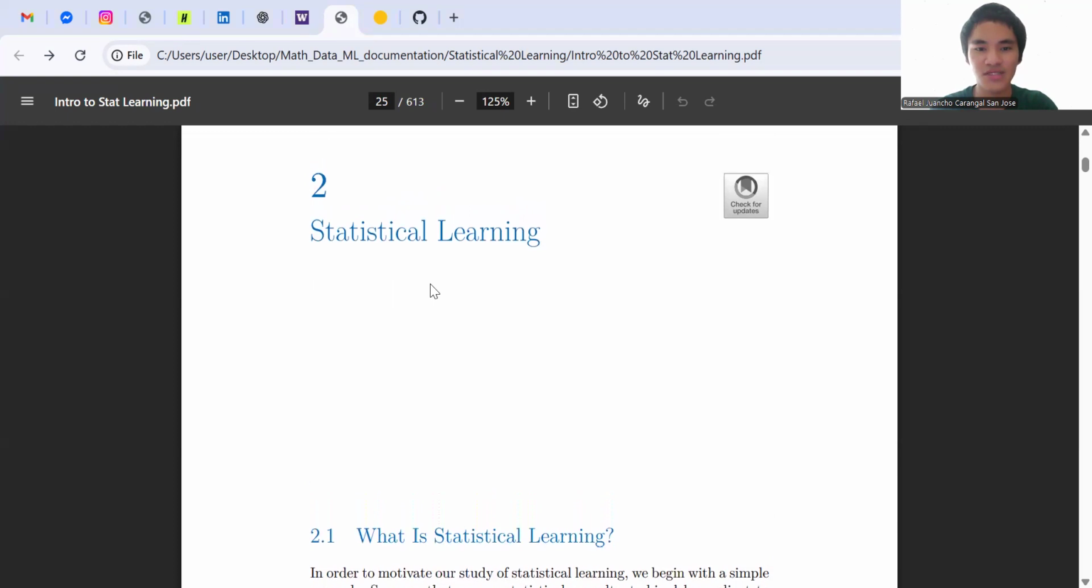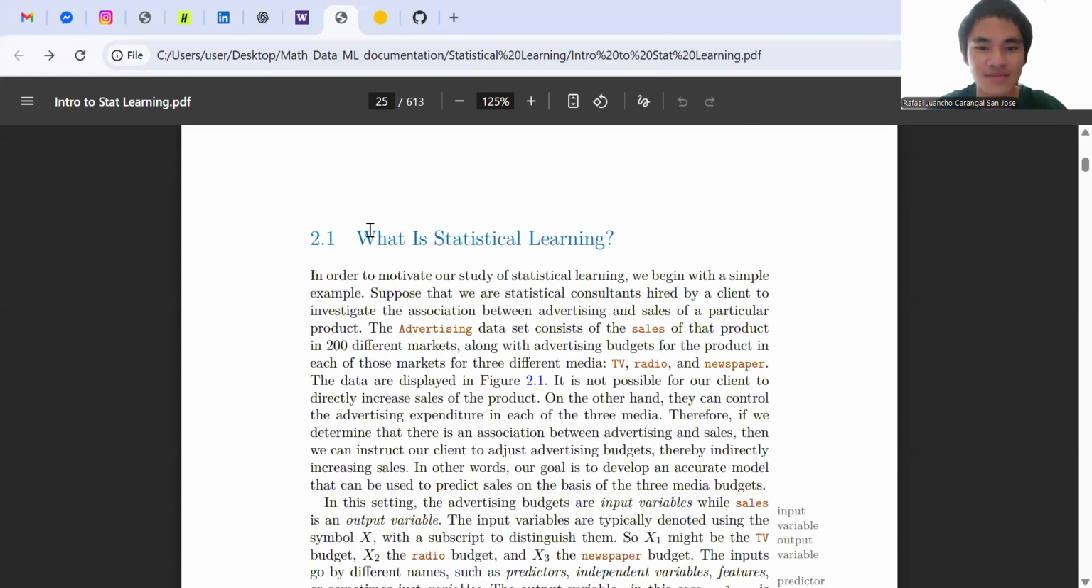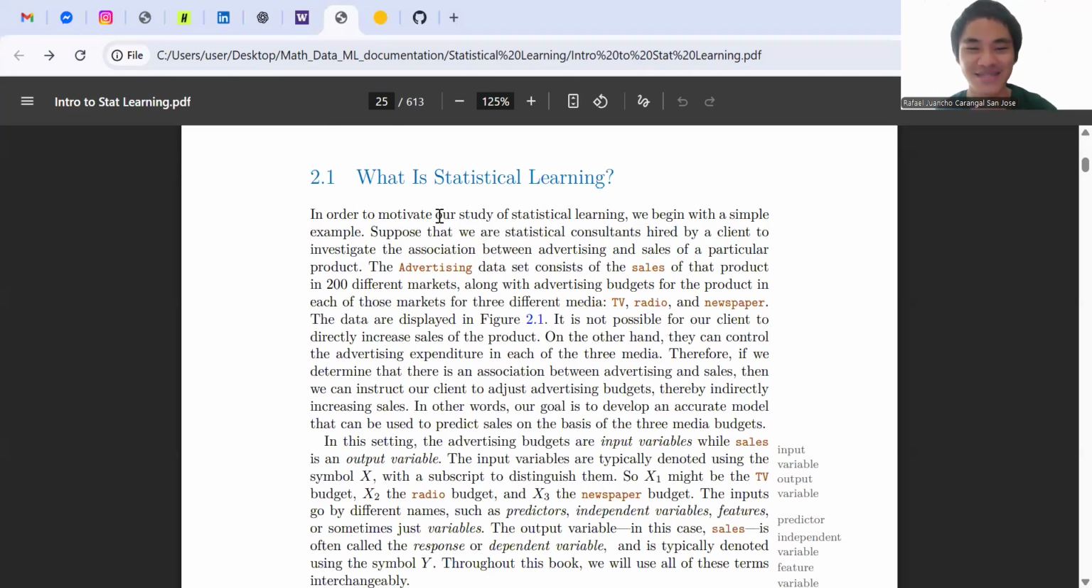Okay, so what is statistical learning? Obviously, that's the first thing they ask. Okay, in order to motivate our study of stat learning, we begin with a simple example. So suppose we are statistical consultants hired by a client to investigate association between advertising and sales of a product.